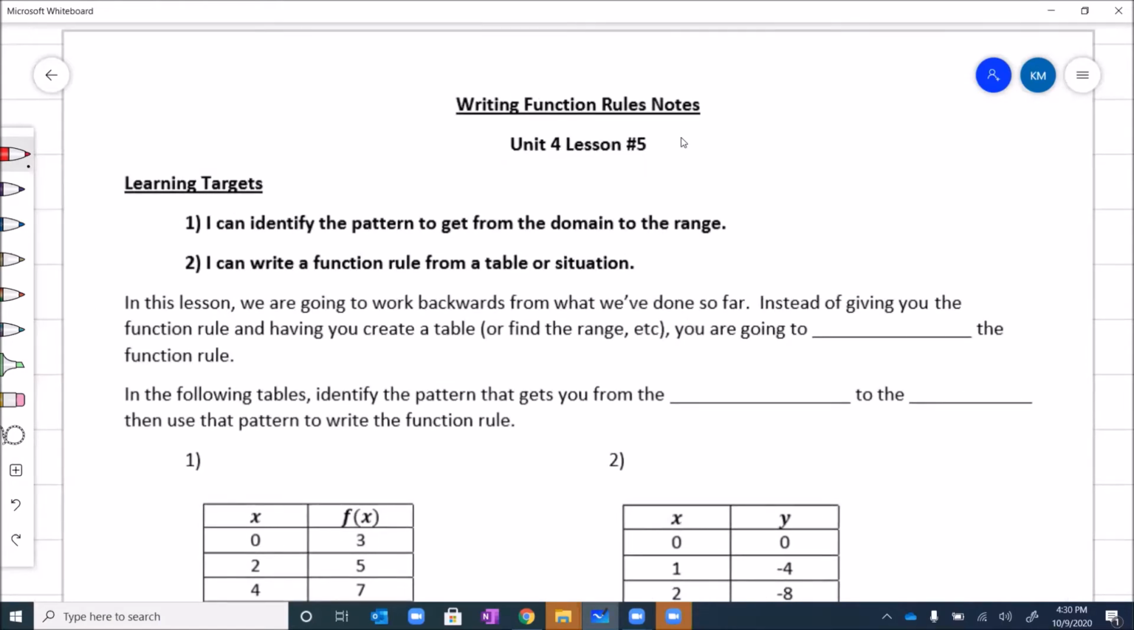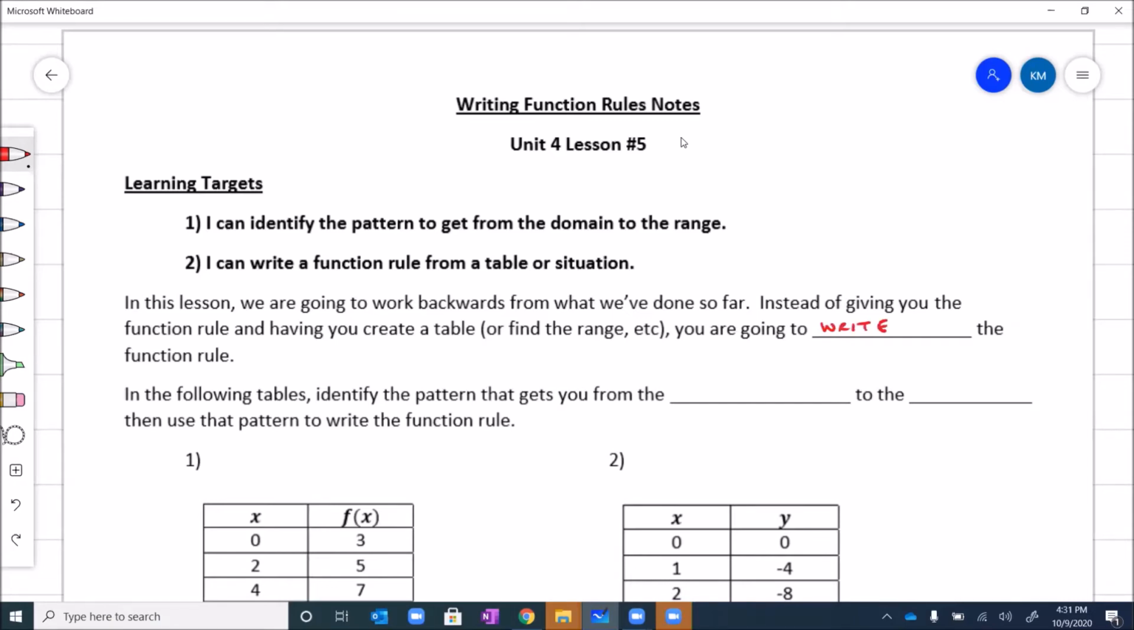Today we're going to look at writing function rules notes. At the end of this video, you should be able to identify the pattern to get from the domain to the range, and you should be able to write a function rule from a table or situation. In this lesson, we're going to work backwards from what we've done so far. Instead of giving you the function rule and having you create a table or find the range, you're going to write the function rule.